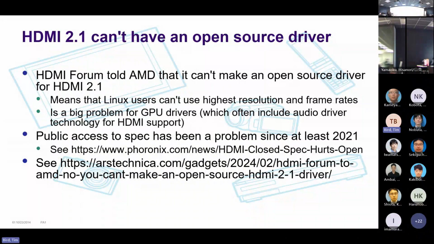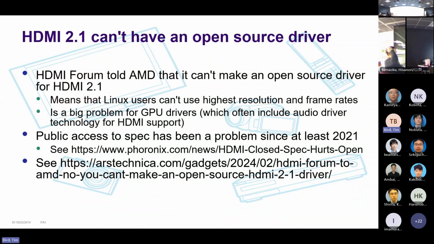I don't know of a TV in the world that's not running Linux these days. So what it means is that, obviously HDMI drivers exist already in Linux, but HDMI 2.1, or 2.1 plus, is the latest standard. It means that Linux users can't use the highest resolution frame rates with open source drivers. So this is annoying.